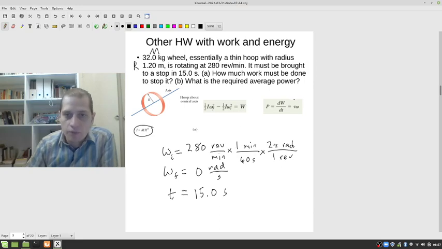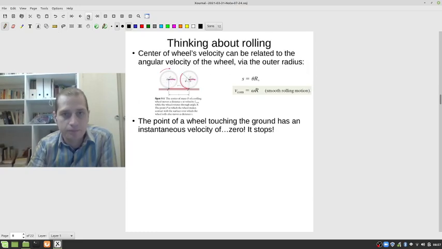And then for part B, it asks what is the required average power? Well, power is work divided by time. So once you find the work using this formula, you divide it by the time to get your part B. Okay, give it a shot. If you have problems with it, please email me.